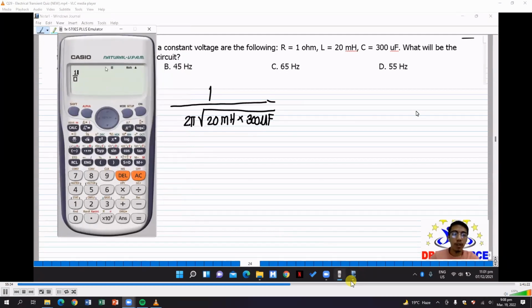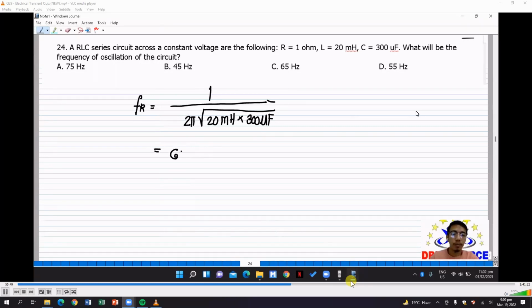So we have 1 over 2 pi square root of 20 millihenry times 300 microfarad. We have 64.97. That is in hertz. So that is letter C.